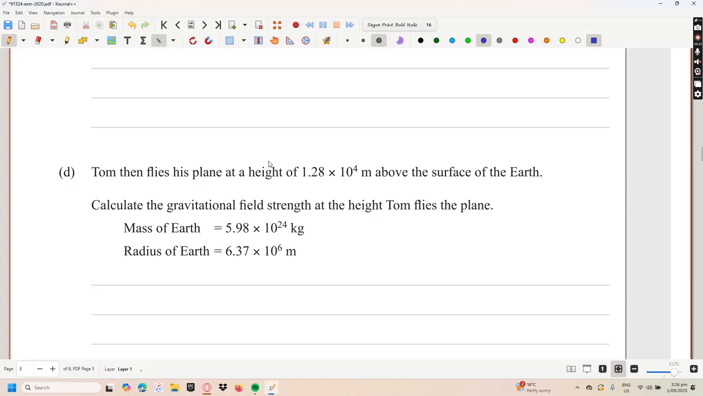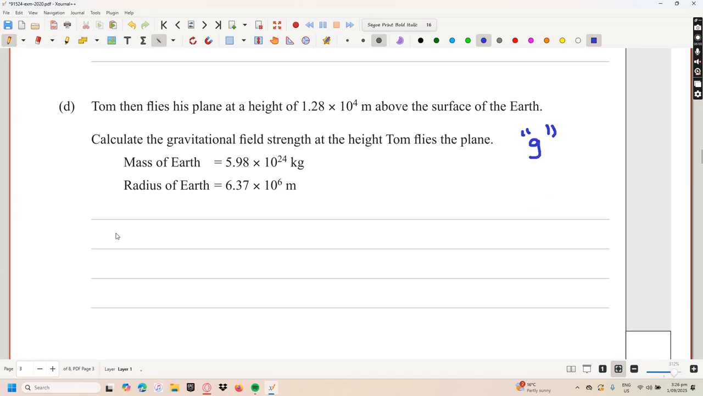Tom then flies his plane at a height above the surface of Earth, counting the gravitational field strength. So we're trying to find the local g. g is 9.81 at the surface of Earth. What is it this far above the surface of Earth? That's what the question's saying. So recall that Newton's gravity force is given by this expression here.